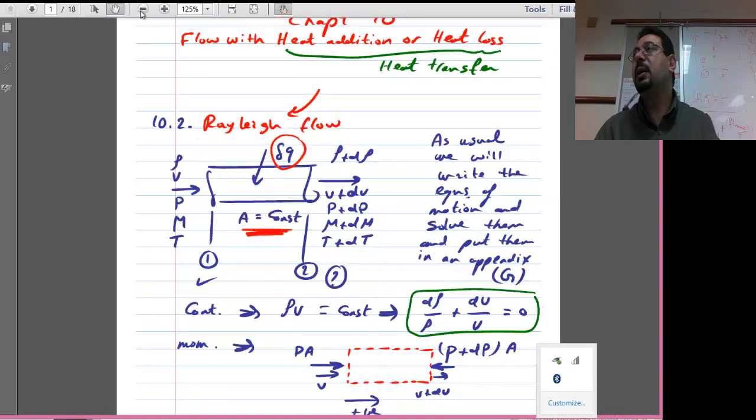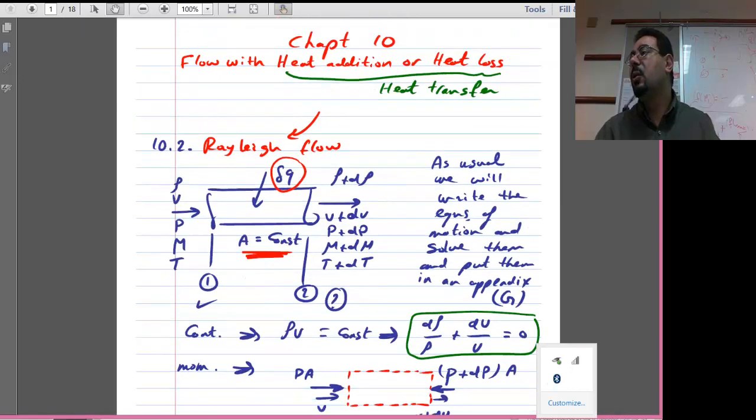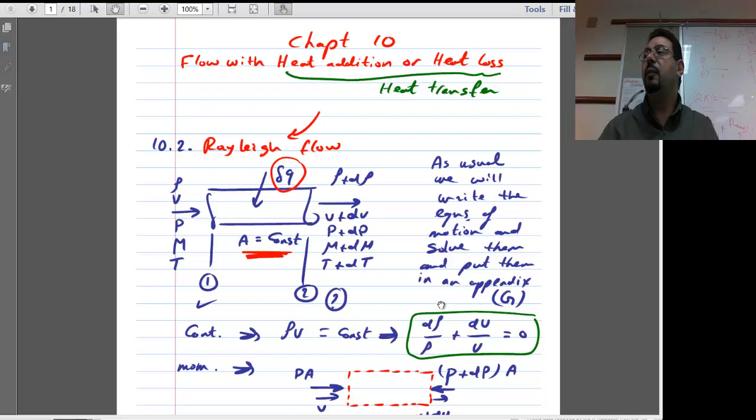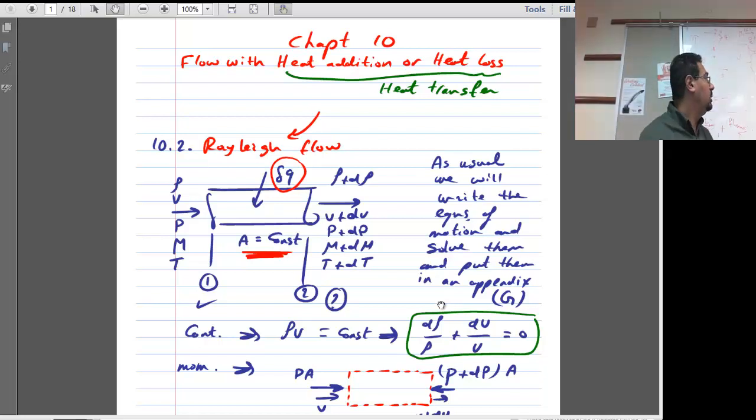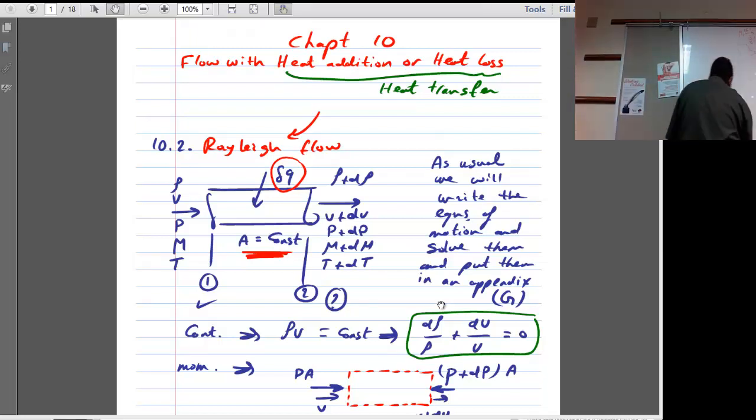So in chapter 10, we are gonna have heat transfer, right? So heat transfer is very useful for combustion. It's very useful for air heat exchanger. There are a lot of applications where you actually need to put heat, or actually heat just happens because the duct is not really insulated. Heat transfer would happen.